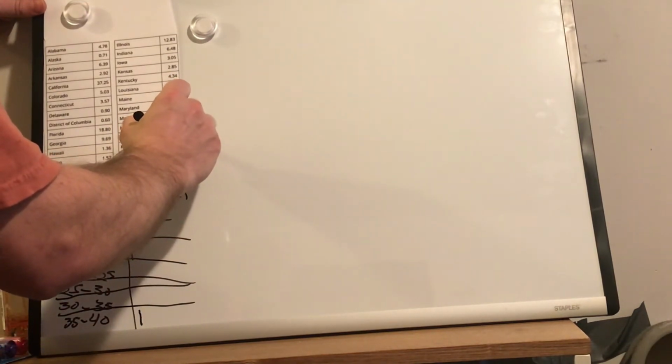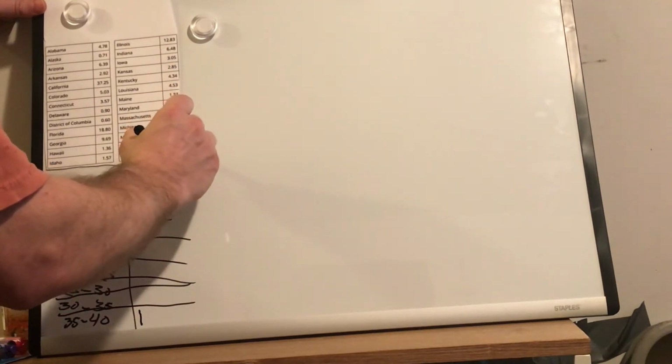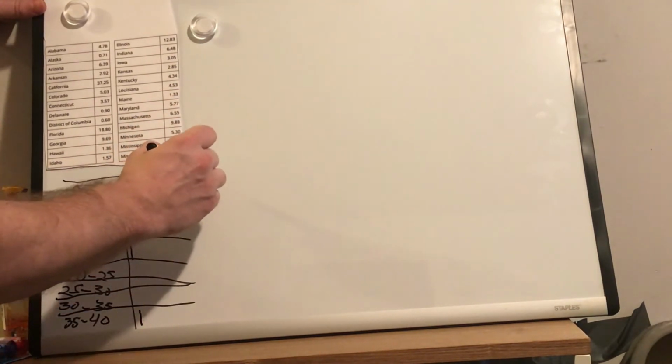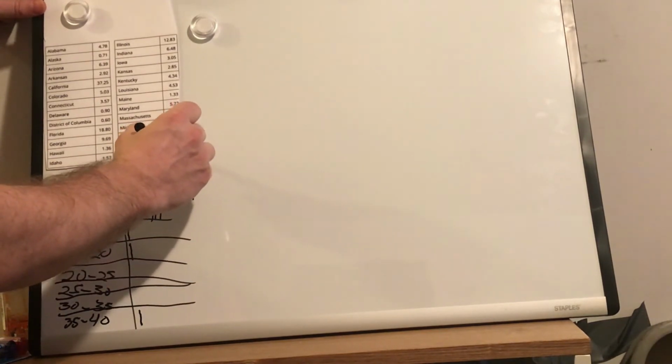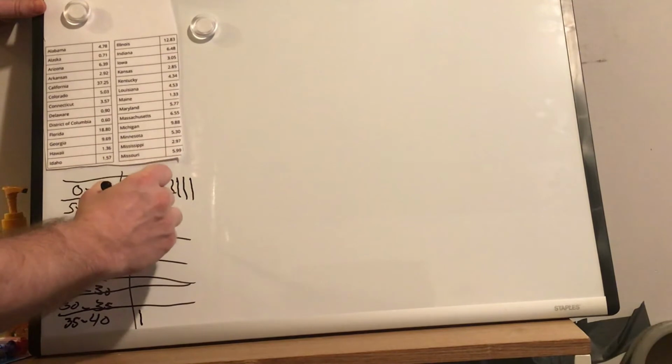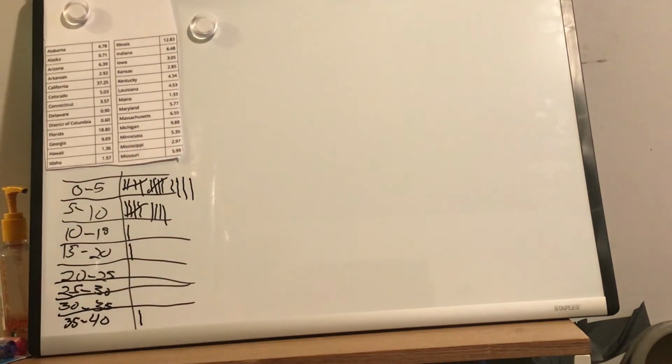Minnesota, a little more than 5, 5.3. Let's get that over here. Mississippi, 2.97. Another one in this category. And finally, Missouri, 5.99 goes here. So, this is how much we have in our buckets.